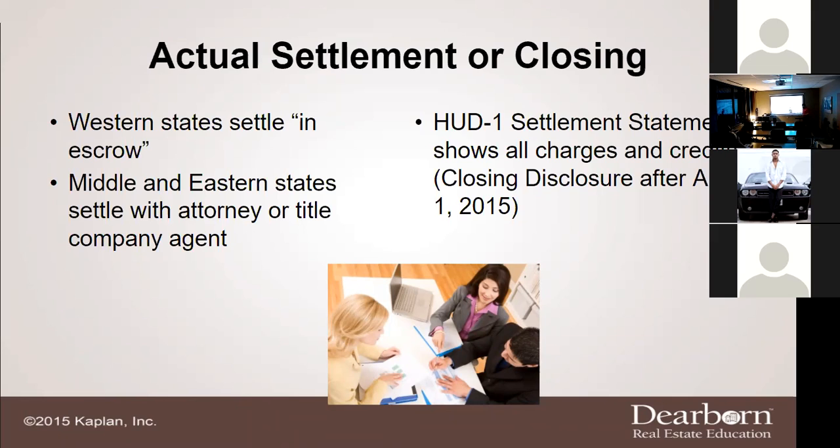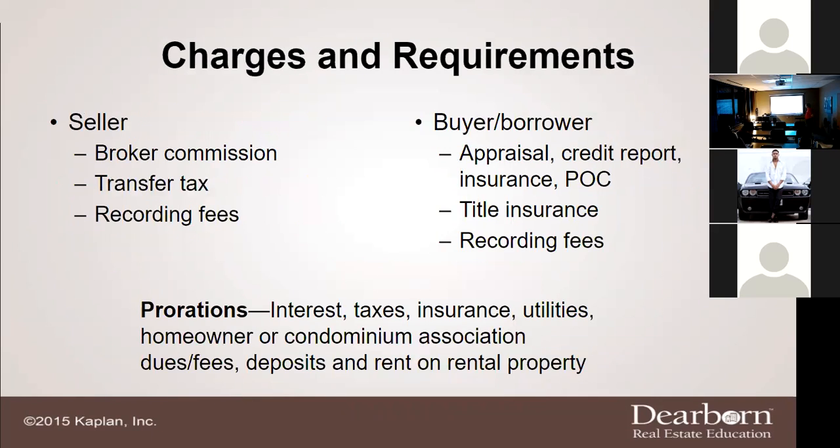Oh, no. So in that situation, yes, in some states you gotta understand, just because Texas does it one way does not mean that every state does it that way. Okay, very key there. Now, what exactly are the charges and requirements?